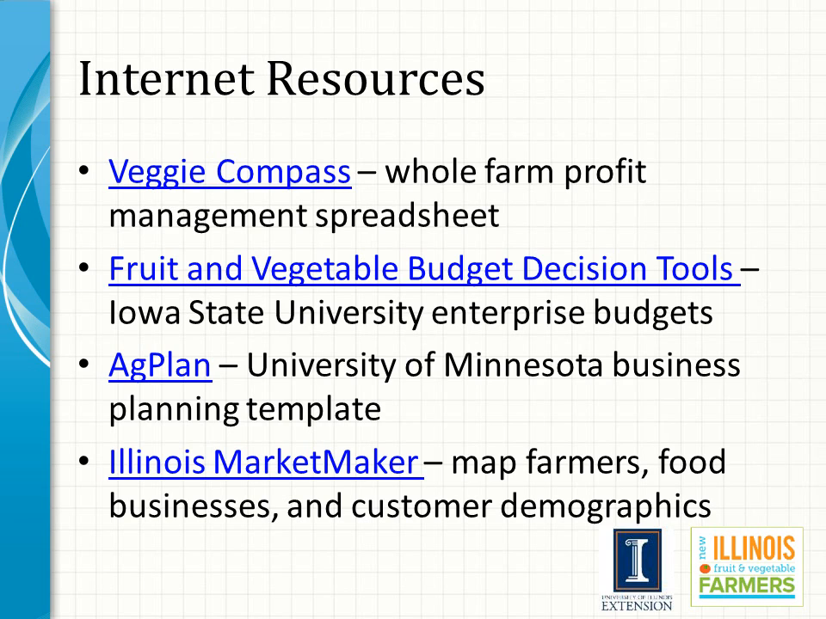Some internet resources will become very valuable when trying to perform some of the analyses discussed today. Veggie Compass is a whole farm profit management spreadsheet that will get you in great detail to the management of the business of farming. Iowa State University makes fruit and vegetable budget decision tools available on their Ag Decision Maker website. These are partial enterprise budgets with example figures for you to get an idea of how much it costs to produce 15 different fruits and vegetables in the Midwest.